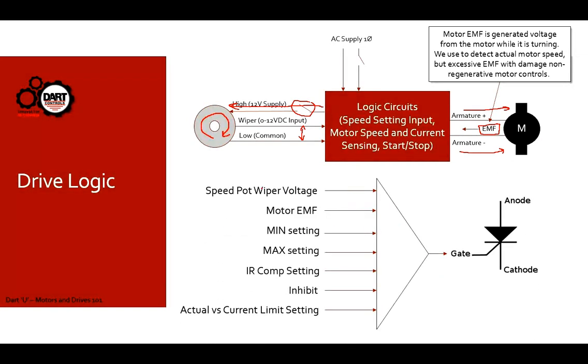So there's a lot going on inside. This triangle here represents the logic. I've got my speed pot wiper voltage as one input. The motor EMF we just talked about is another input. My minimum setting, which we'll explain in a minute, maximum IR comp, whether I've been inhibited, and then even the current limit setting. All of that is being used in the logic, in the control, to turn on and off the timing of and the length of how long we gate the SCR and tell it to turn on.